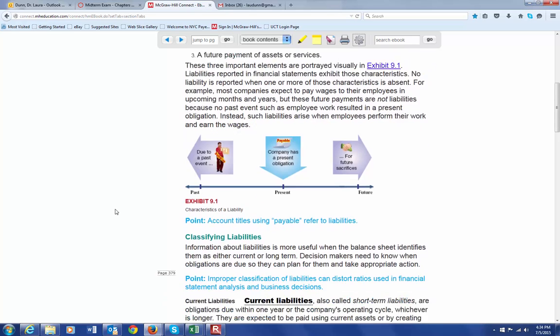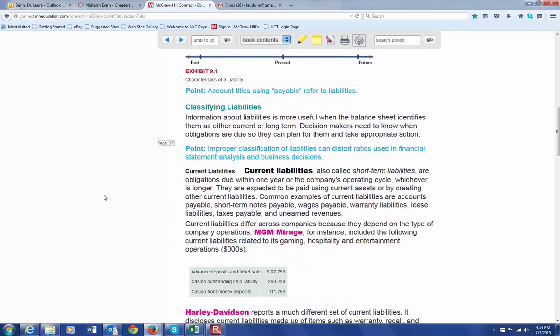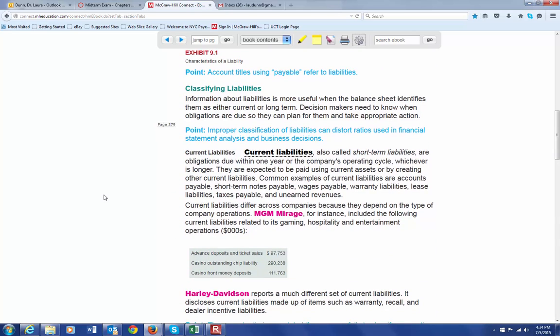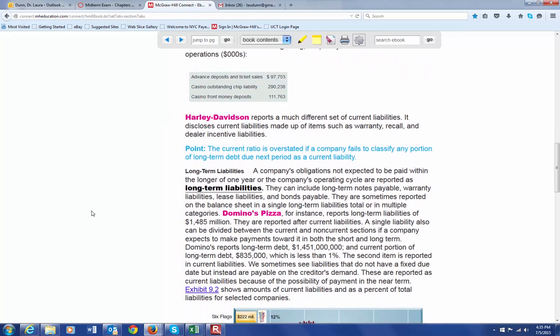That's important. Second thing about liabilities is that we record them as either current or long-term. Current means that it's going to be payable within a year, typically. There's some other ways of looking at that, but basically if it's going to be payable within a year, it's a current liability. And if it's going to be for more than a year, it's a long-term liability, which is what we see down here.